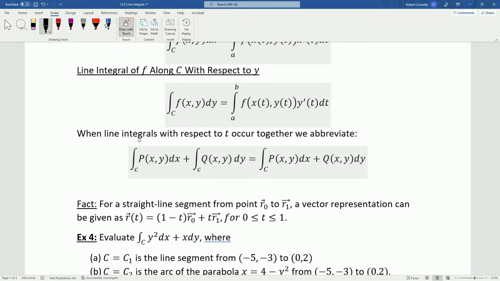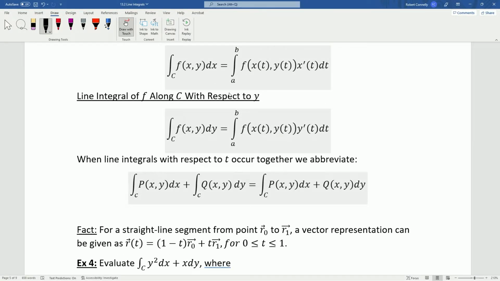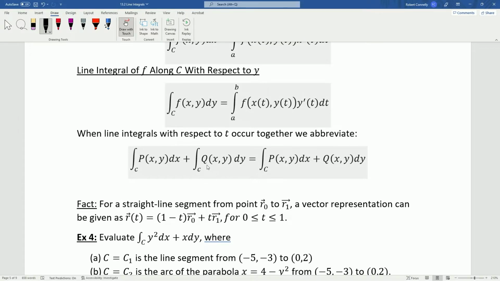And sometimes line integrals with respect to x and y occur together in the following form: the integral over c of p(x,y) dx plus the integral over c of q(x,y) dy, and we notate that as the integral of p(x,y) dx plus q(x,y) dy. This may seem a little bit strange at the moment, but we'll see a situation later on where this arises and it makes a little bit more sense.